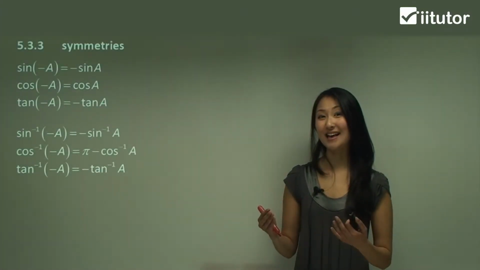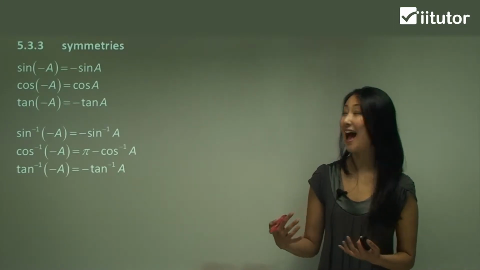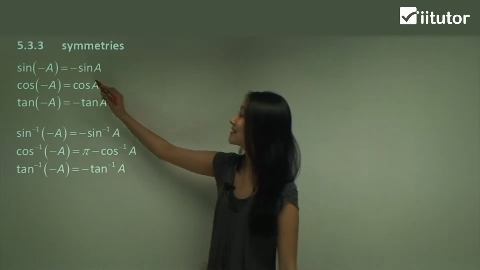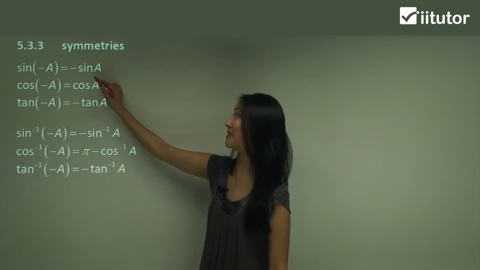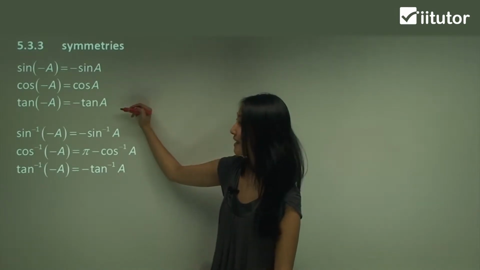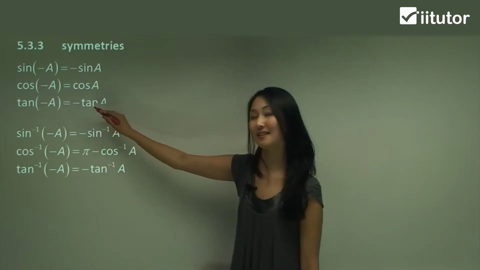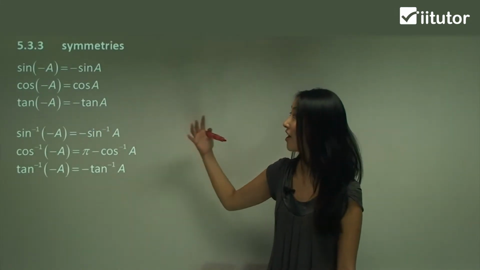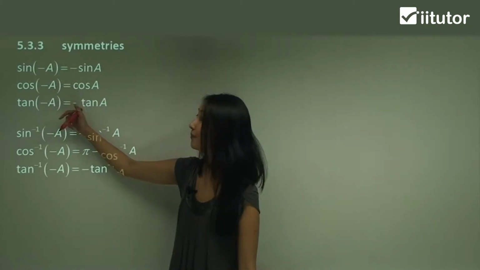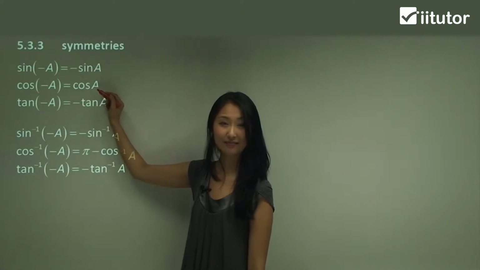So now I want to revise some symmetries that we have learnt before. With our sine, cos and tan, we remember that sine of negative a equals negative sine a. So this was an odd function. And same with our tangent as well. So tan of negative a equals negative tan a. The only exception there was that cos was an even function. So cos of negative a equals cos a.